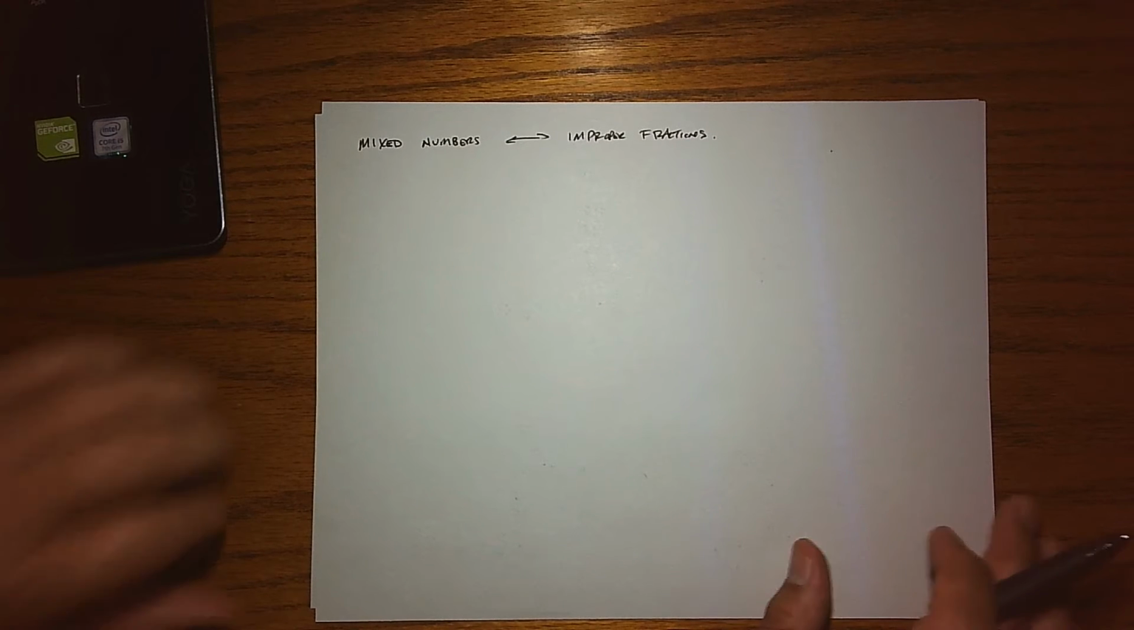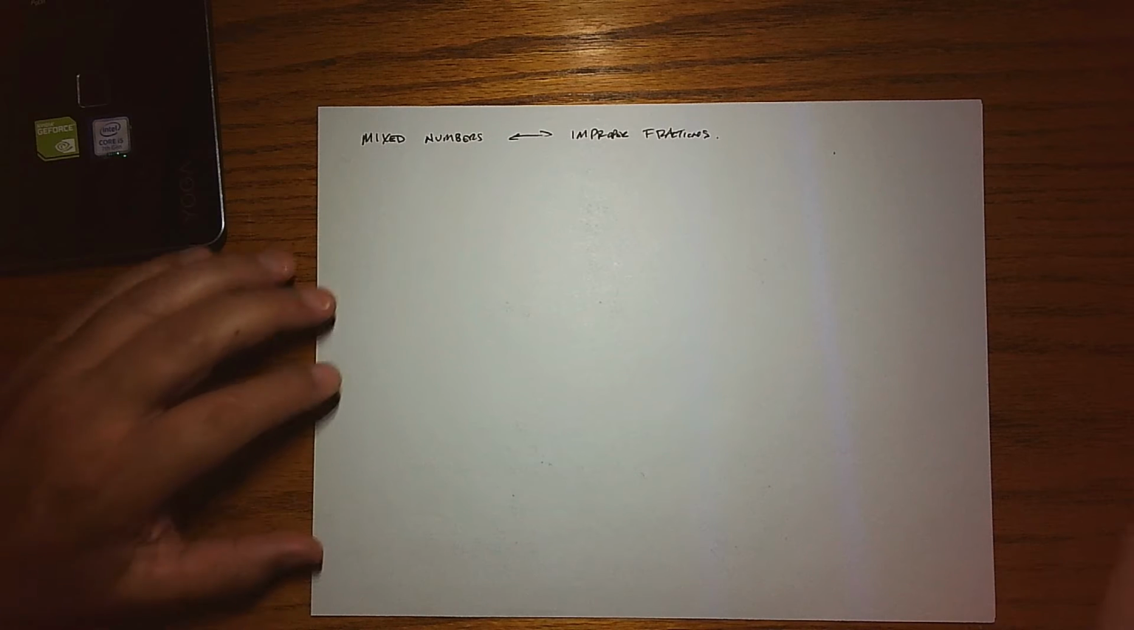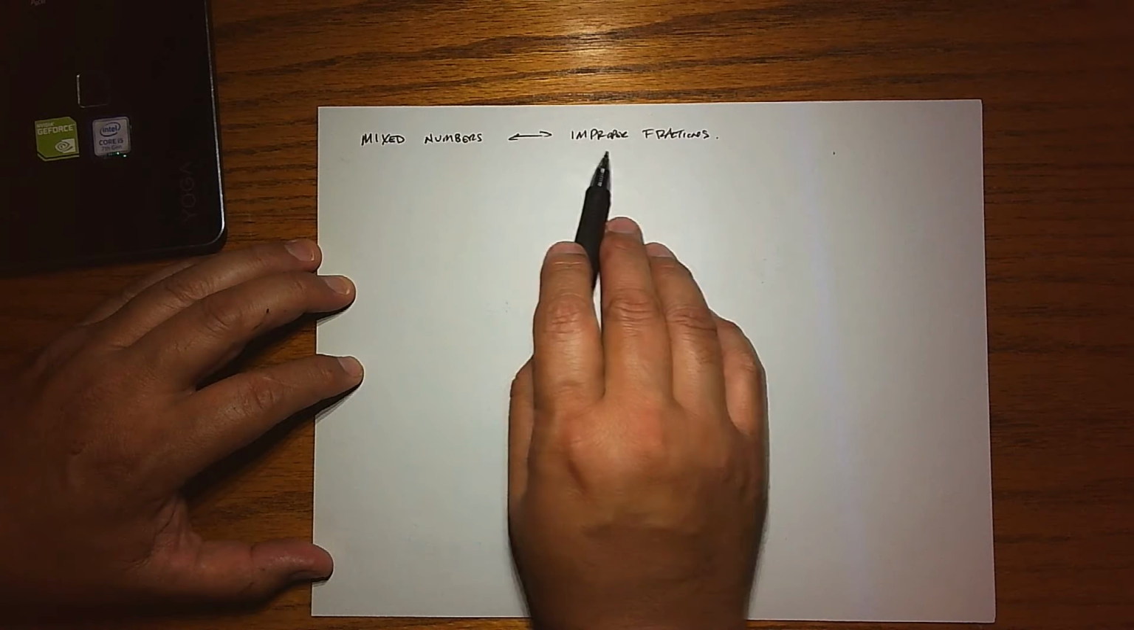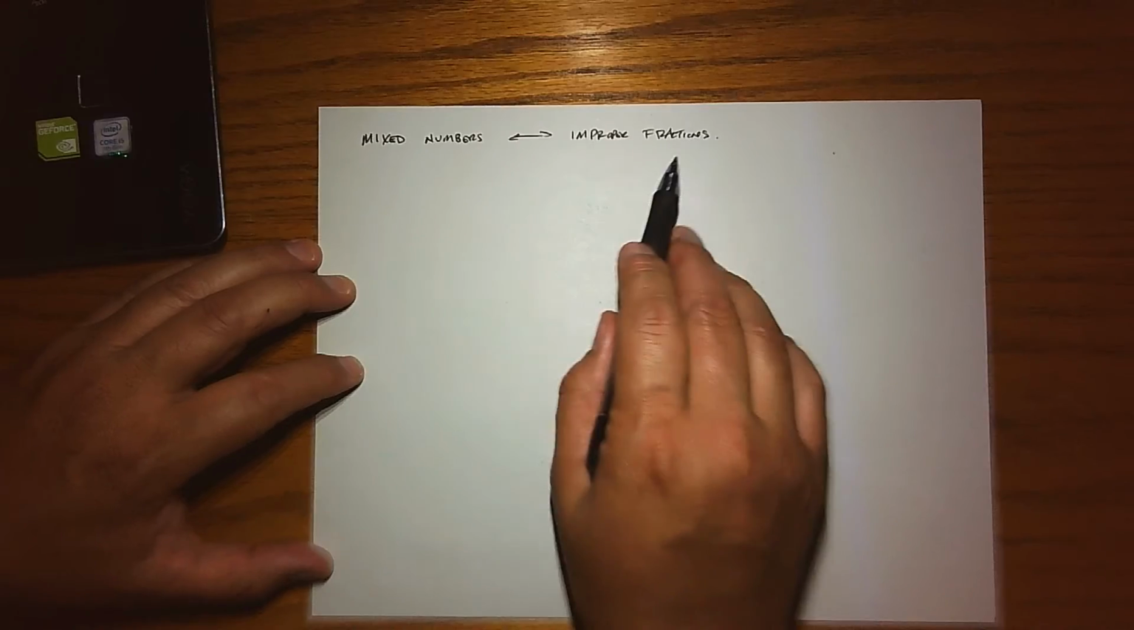Okay, to finish this module up with fractions, one last thing we have to look at is the concept of mixed numbers and improper fractions. Basically, they mean the same thing. They're just two different ways of saying the same thing.